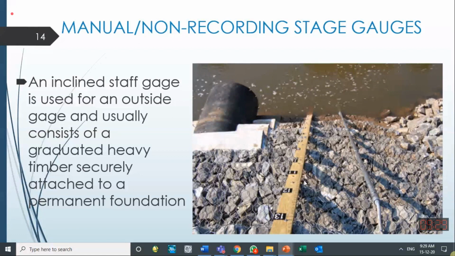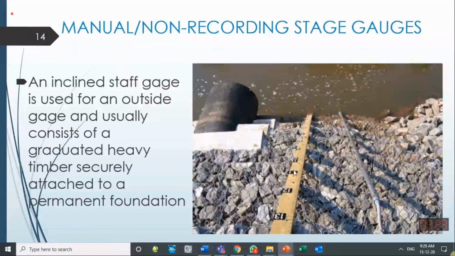But keep in mind that the marks over here, which are 9, 10, 11, 12, 13, should take care of the slope effect. So it should not be simply equal to 1 foot in length; rather it should be larger than 1 foot, so that when there is a vertical 1 foot change of water level, it shows over here as 1 foot change of water level. So an inclined staff gauge is used for an outside gauge, and usually consists of graduated heavy timbers securely attached to a permanent foundation.